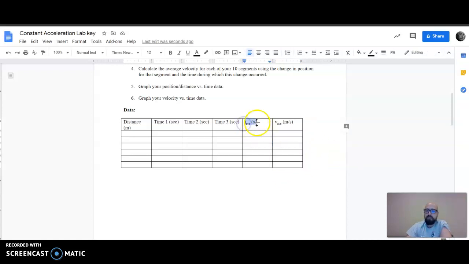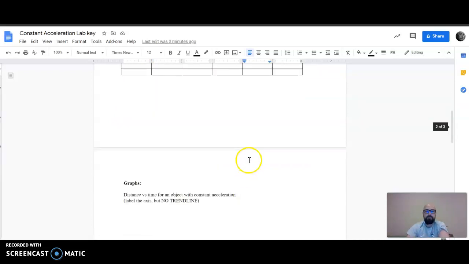Some of us are still having a hard time with our average time. So remember, when you do the average time, you add these three up, whatever you got here, and you divide by 3. So that's how you'd get the average time. Average velocity is the distance over the time. But we were overall pretty good on that part.